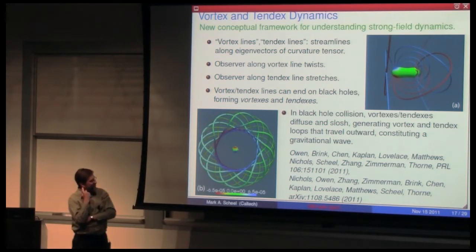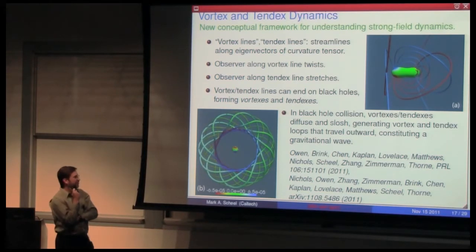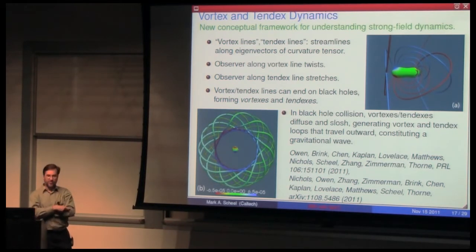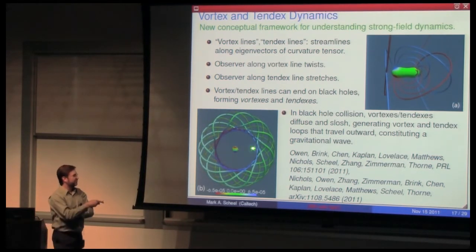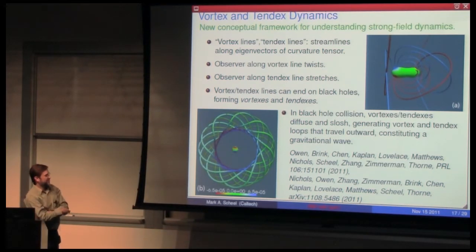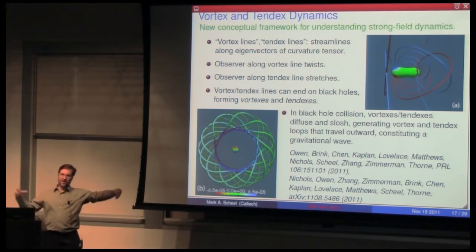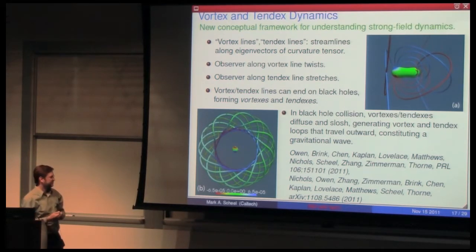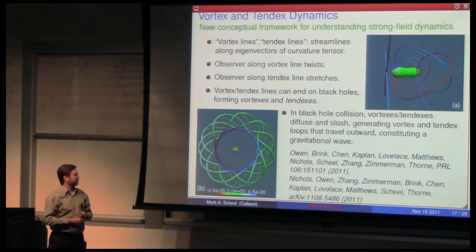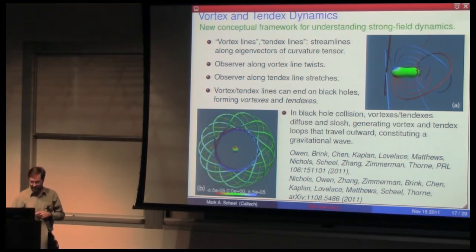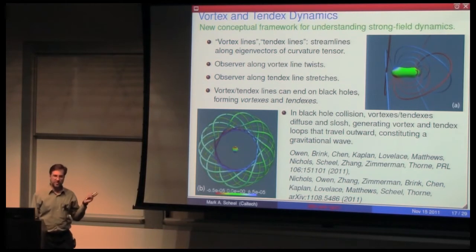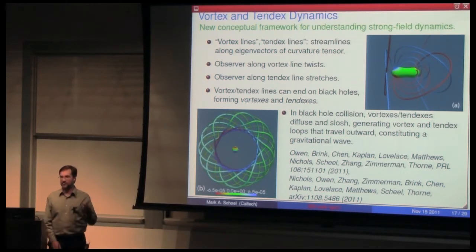So in a black hole collision, it turns out that these vortexes and tendexes diffuse and slosh around, and they also generate vortex and tendex loops that travel outward, constituting a gravitational wave. So here is a picture at some later time where you have this pattern of vortex lines that's further out, propagating outward at the speed of light, essentially as a gravitational wave. This stuff is relatively new, and we've been trying to understand it, and we think that in the end this is going to be as useful for understanding gravitational phenomena as electric and magnetic field lines are for understanding electromagnetic phenomena.